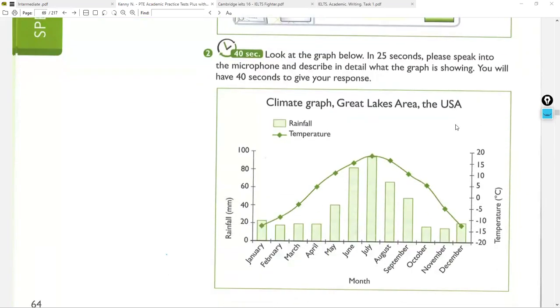Now let's talk about this one. What do you think about this chart? I want you to take a look at this chart and take your time to fully understand this chart, this bar chart or column chart.